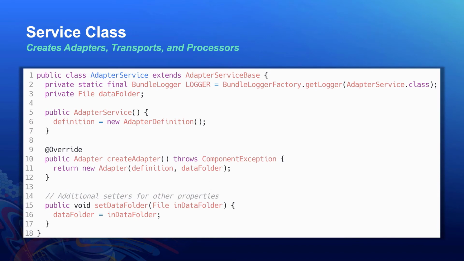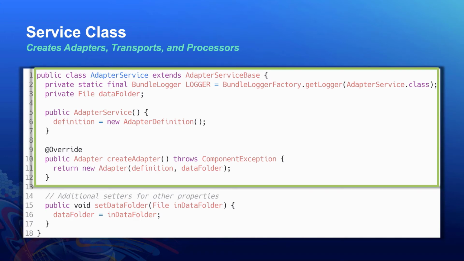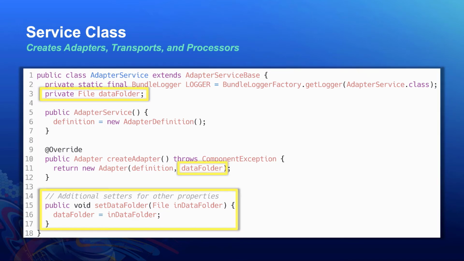The responsibility of the service class is to create new instances of your component. It does this by instantiating the definition and passing a reference of that definition to create an instance of the implementation class. In this example, you can see that I also have included the optional data folder property that was in the prior configuration file. With that being said, it's important to note that this is an optional property and your service classes may not require any properties other than the definition.